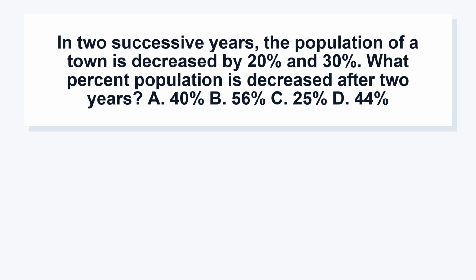In 2 successive years, the population of a town is decreased by 20% and 30%. What percent population is decreased after 2 years? A. 40%. B. 56%. C. 25%. D. 44%.